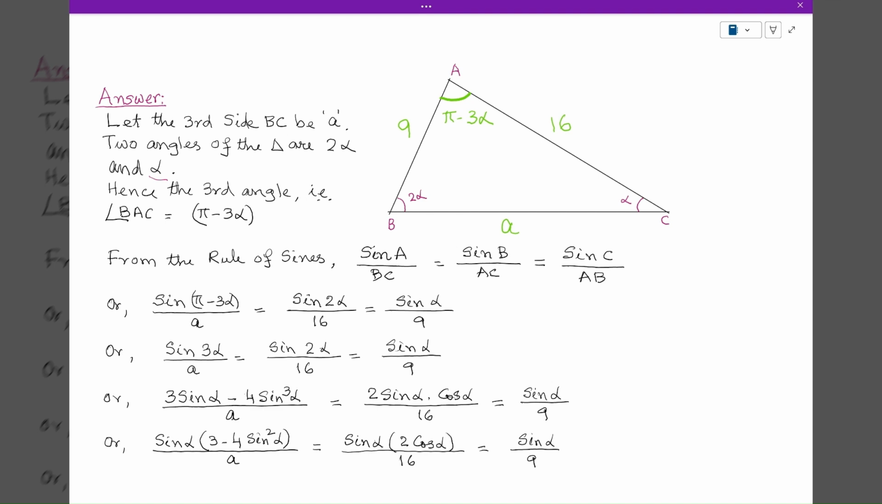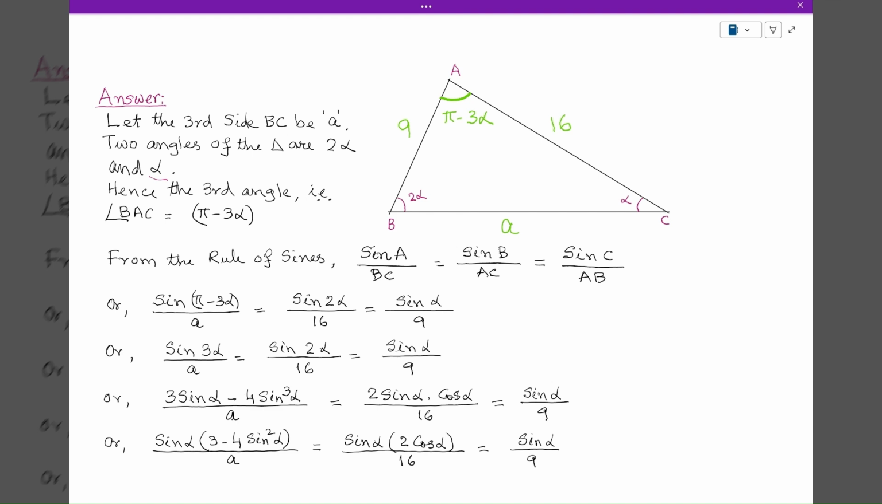If you remember the rule of sines, which is applicable for any triangle, sine of any angle divided by the opposite side is the same for all the three angles. So we can write sine A divided by the opposite side BC is equal to sine B divided by the opposite side AC, and that is equal to sine C divided by the opposite side AB.